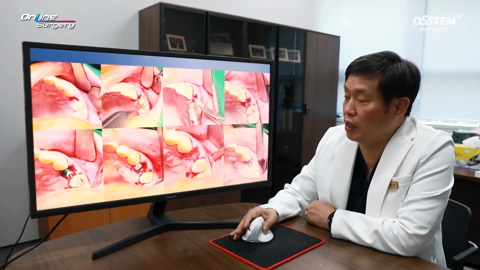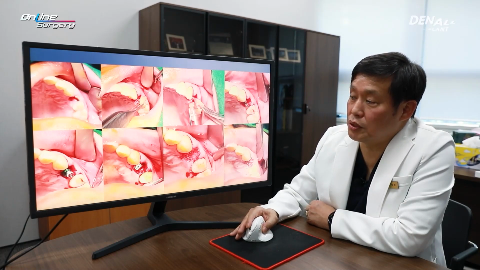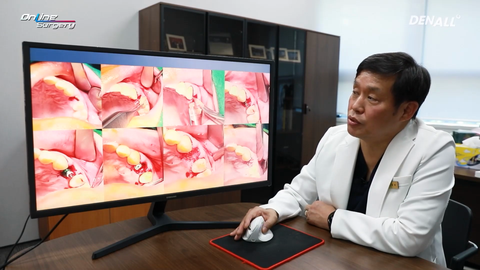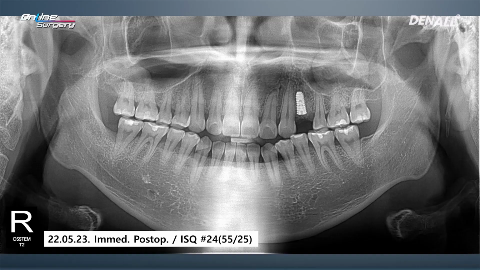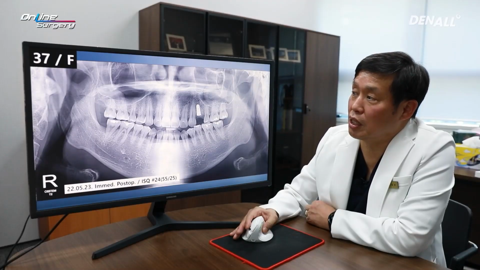A-Oss particle was used recently. These days, I think it would have been better if I had used A-Oss collagen. This is the immediate post-op image in number 24. Initially, the ISQ value was 55-25, so not ideal because the implant was placed in the extraction socket.